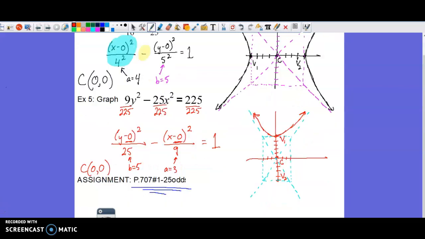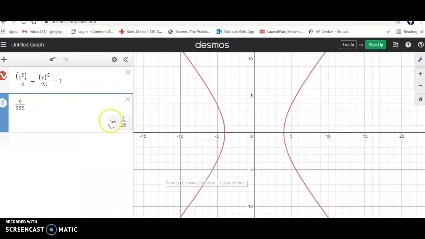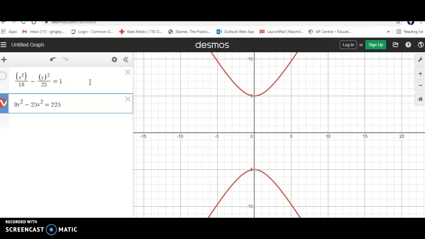Let me scroll down so you can get this last one. So I hope you're recognizing that it's narrower than the other one. And before you get busy on that homework, I want to show you what that graph looks like. So let me just hide this one real quick. 9y squared minus 25x squared equals 225. And you can see that it's, at least I think it's definitely narrower than the other graph that we were looking at.